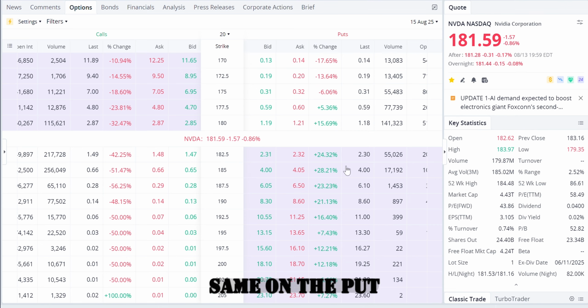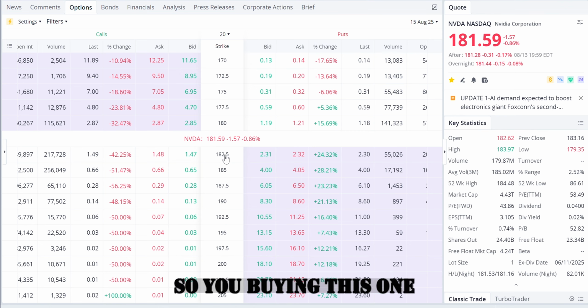Same on the put. We're saying the price is going to go down. Anytime you buy a put contract, you're saying the price is going to go down. Okay? So look at this contract, 182.50 put. They're asking $232 for this 182.50 put contract. Okay, so look, NVIDIA is at 181. So it's already down under 182.50.